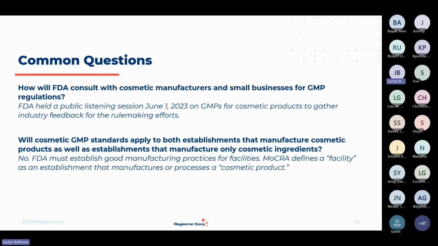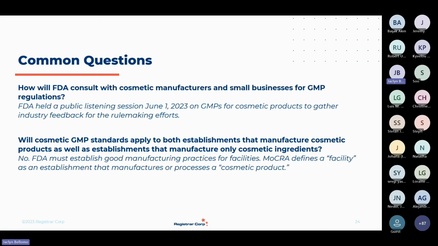Some common questions. Again, we talked about the public listening session on June 1st, with thousands of people from industry. And then something that we get a lot is, do cosmetic GMP standards apply to both establishments that manufacture cosmetic products as well as establishments that manufacture only cosmetic ingredients? I get this question probably 15 times a week. So the terminology is for cosmetic products that manufacture or process.